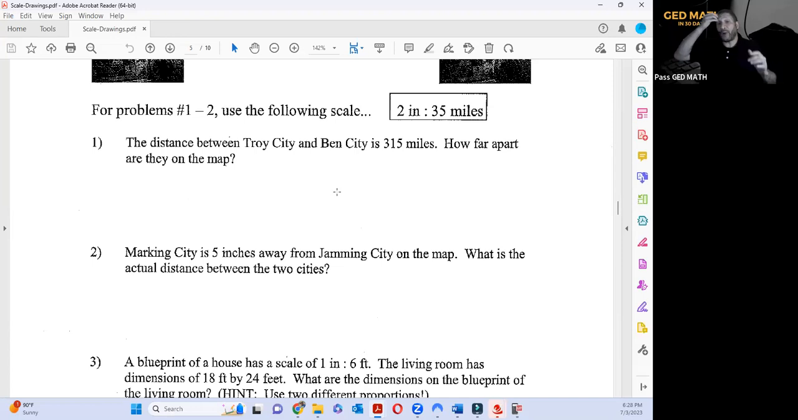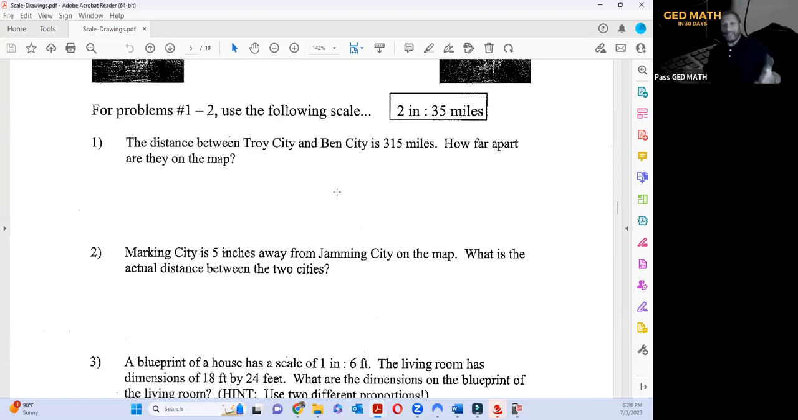So let's look at problems 1 and 2. It says for 1 and 2, use the following scale: 2 inches to 35 inches. So when you see that colon, it's the word "to." 2 inches to 35 inches. That's the ratio. So every 2 inches equal 35 miles. The distance between Troy City and Bend City is 315 miles. How far apart are they on the map?